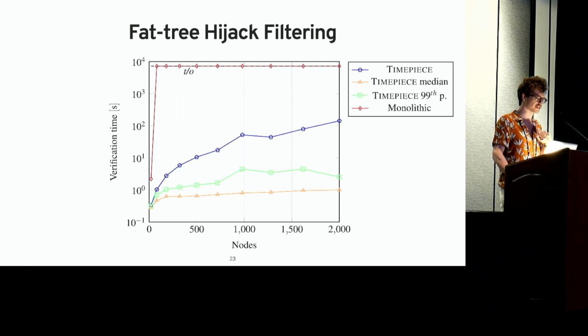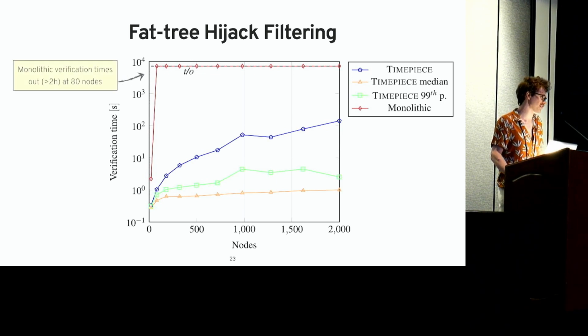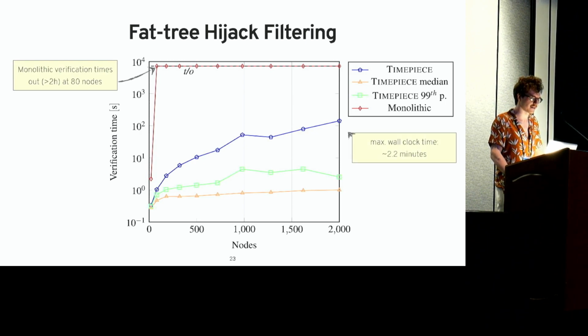So here you can see on the x-axis the number of nodes, and on the y-axis the verification time on a log scale. And you can see right away with this red line on the top that monolithic verification times blow up really fast at only 80 nodes, but Timepiece is able to scale all the way up to taking just a little over 2 minutes, again, parallelized over 96 CPUs for our 2,000 node benchmark.